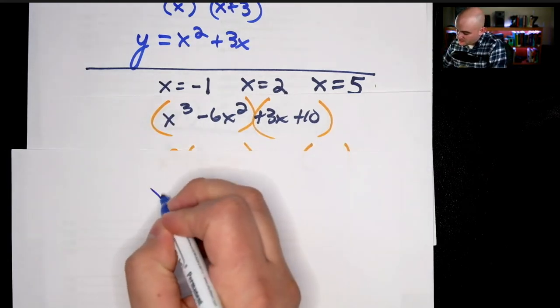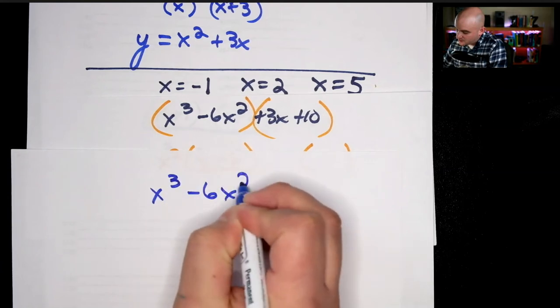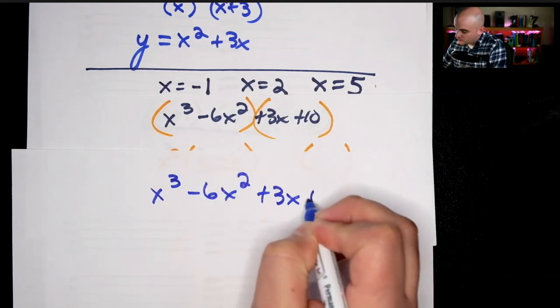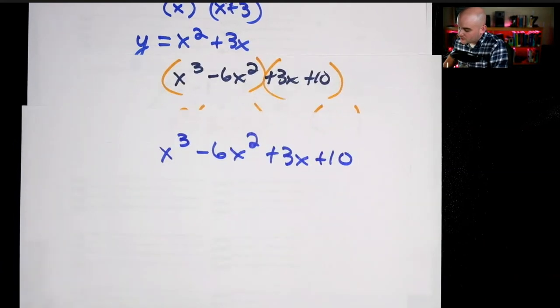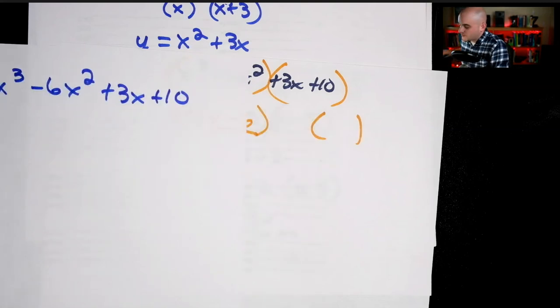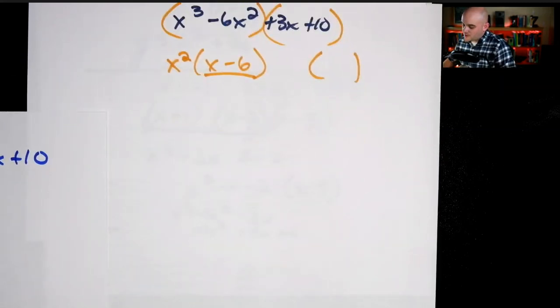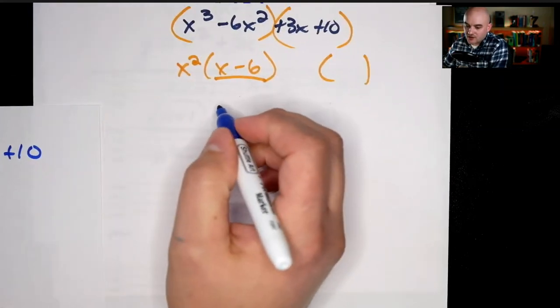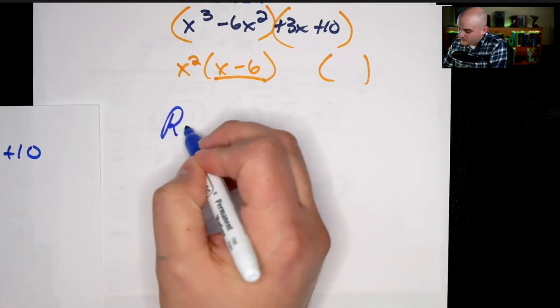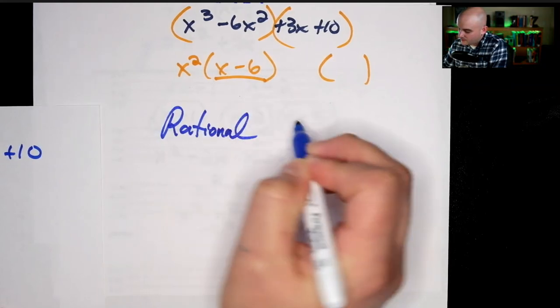So let's go back to this x cubed minus 6x squared plus 3x plus 10. I'm going to write that down. We're going to come back to that once we learn how to solve it. And right now what I want to discuss with you is what we call the rational root theorem. That sounds fun, doesn't it?